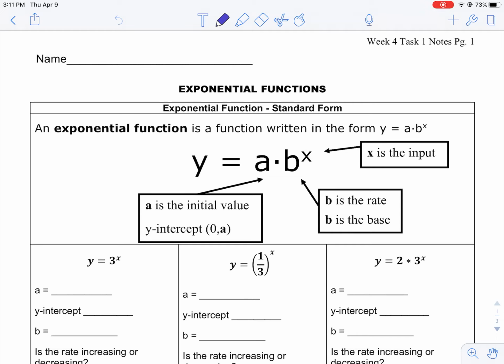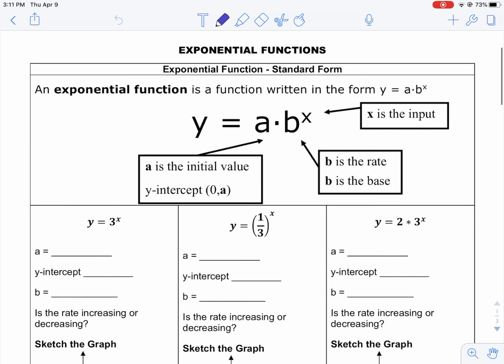This video covers week 4 task 1 notes, and we're going to do page 1 in this video, and page 2 will be in a separate video. So please make sure you watch both pages and both videos.